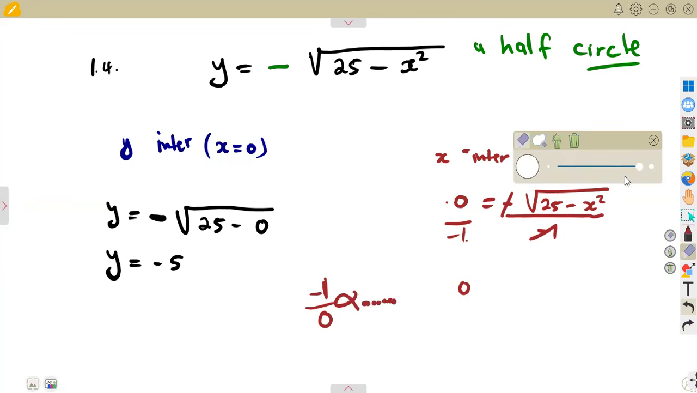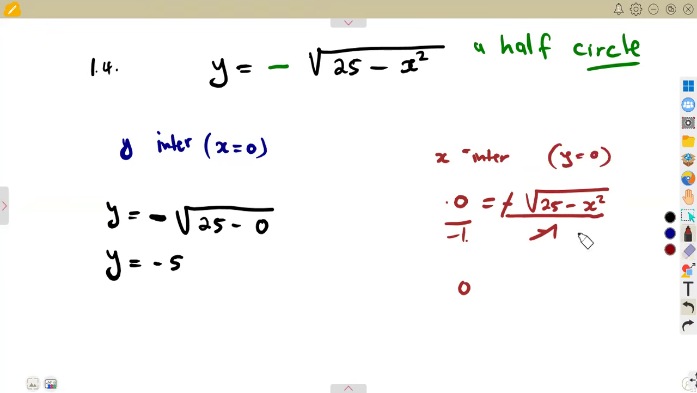Remember, it's impossible for us to divide minus 1 by 0. That one does not exist. So be careful. This one exists. 0 divided by 2, that's a 0. So the negative is no longer there. There is no minus 0. There is no plus or minus 0. It's just a 0. So it is equal to the square root of 25 minus x squared. So x is not limited.